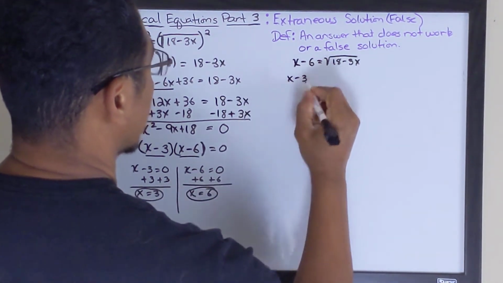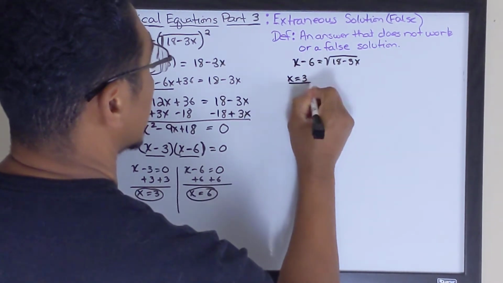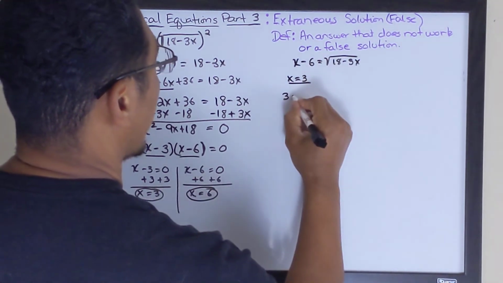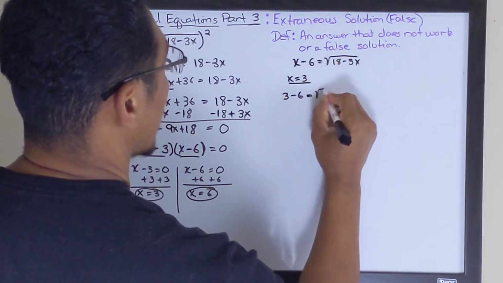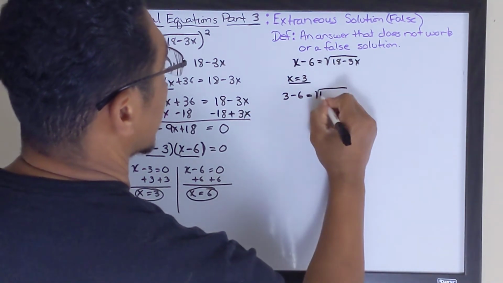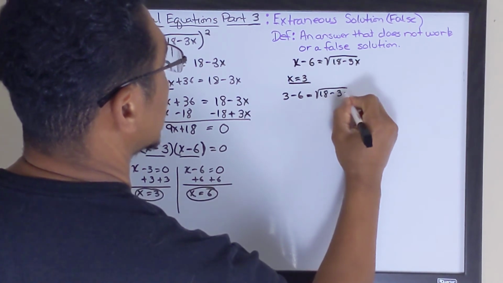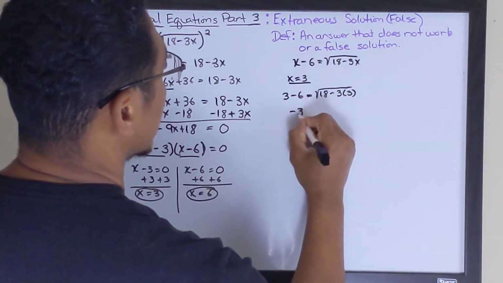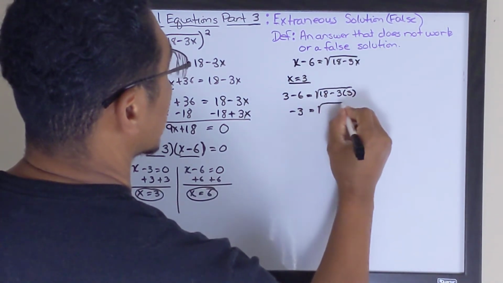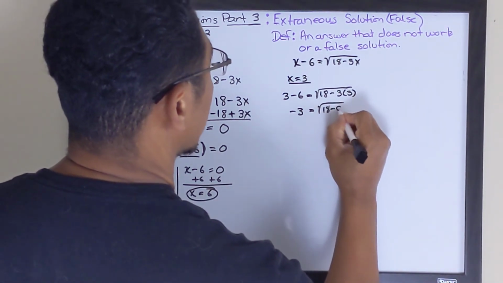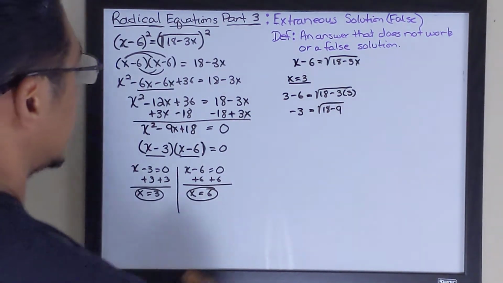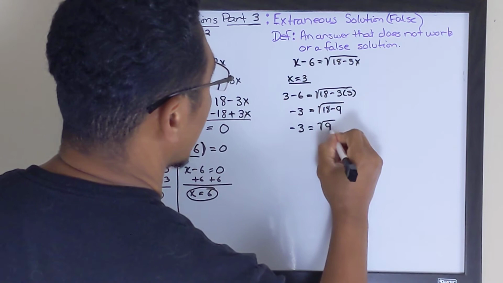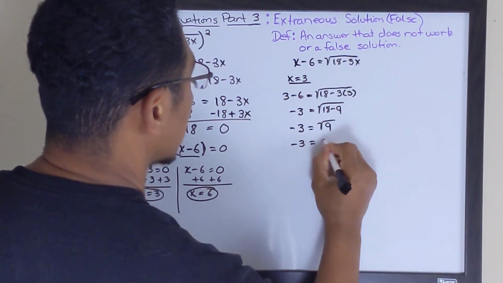So let's go ahead and try the 3 first. x equals 3. Alright, so wherever there's an x, I'm going to plug in a 3. So it'll be 3 minus 6 equals the square root of 18 minus 3 times 3. So on this side, this becomes a negative 3. And on this side, we get 18 minus 9. Is that correct? Yes. So on this side it stays at negative 3, and on this side we get the square root of 9. So negative 3 equals 3.